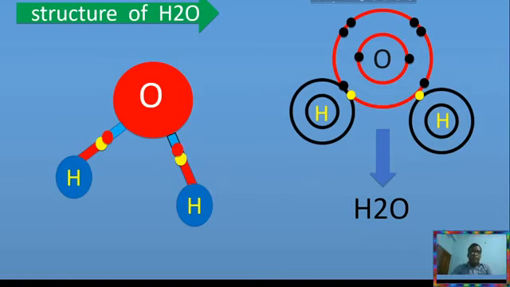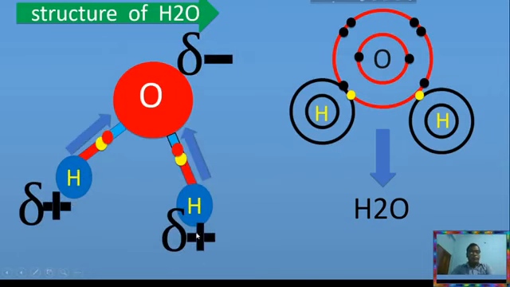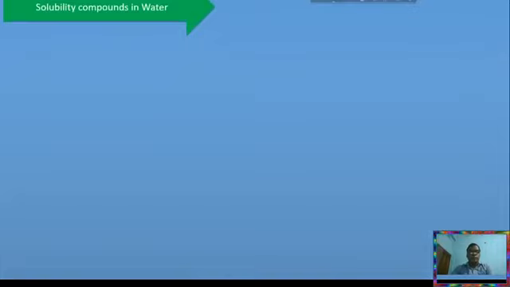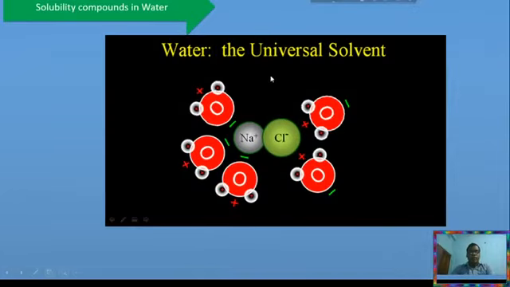So that's why oxygen will become negatively charged and hydrogen will become positively charged. Here a partial negative and partial positive charge is created, and this is called a pole. This is the negative charge pole and this is the positive charge pole. So that's why H2O, water, is a polar solvent. What is a polar compound? So that's why we can say water is a universal solvent.